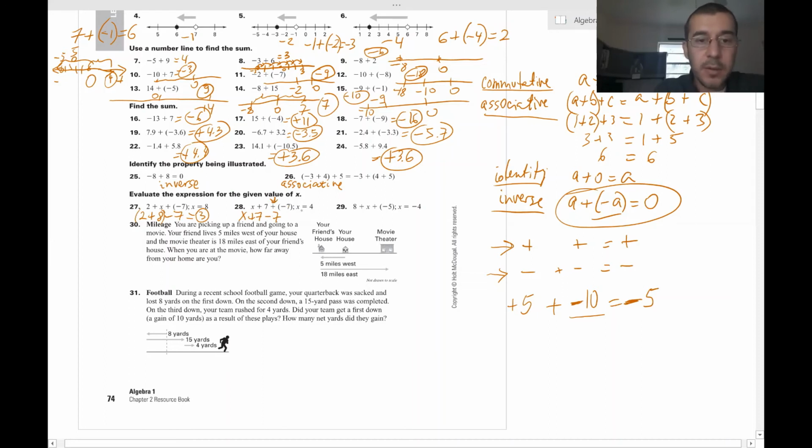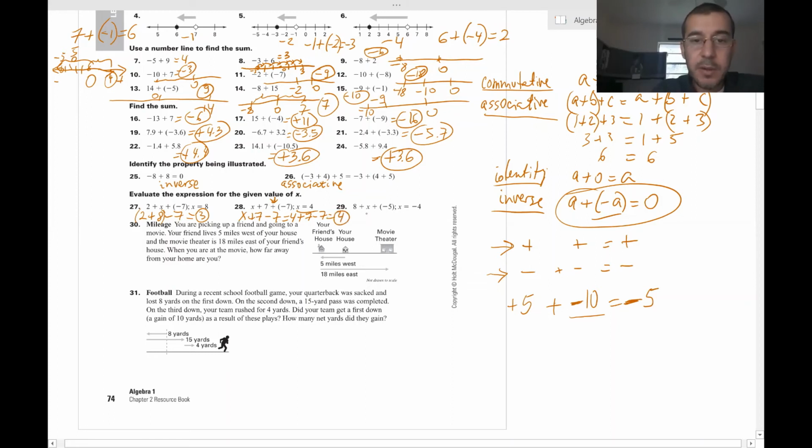Okay. Now when x is 4, we end up with 4 plus 7 minus 7. Well, plus 7 and minus 7, that's basically the inverse property, right? When you add the opposite of a number, so plus 7 and minus 7, that's 0, right? And then we just end up with 4. So this is 4. That's the answer for 28.